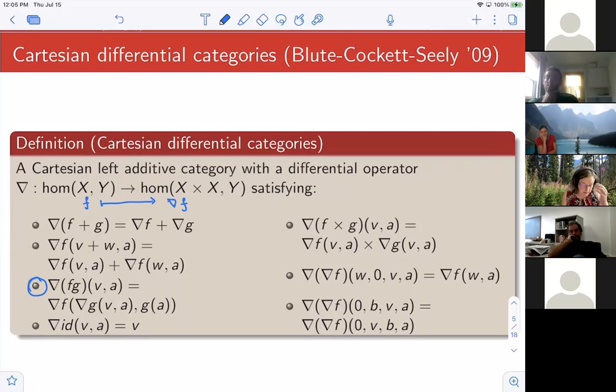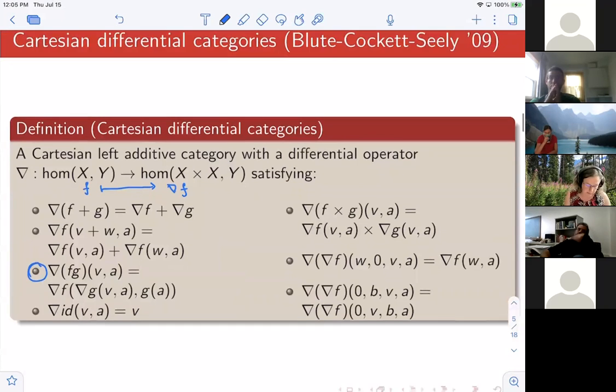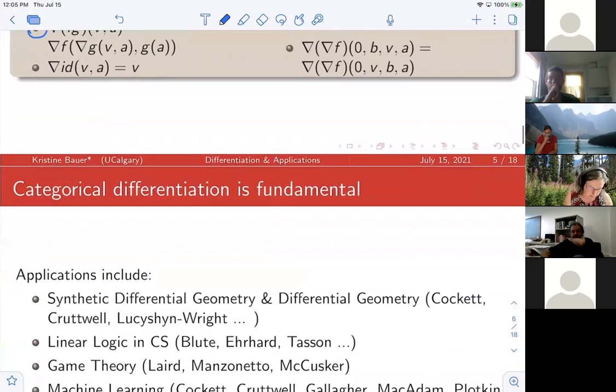So a Cartesian left additive category that has a differential operator that satisfies these 8 properties is called a Cartesian differential category. And the idea is that now I no longer have to limit myself to looking at vector spaces Rn and smooth maps between them, or indeed any other differential geometric object. I can look at all kinds of different examples of things that might have differentiation and get lots of applications all over the place. And so when Blute, Cockett, and Seely said that differentiation was fundamental, here's part of what they meant.